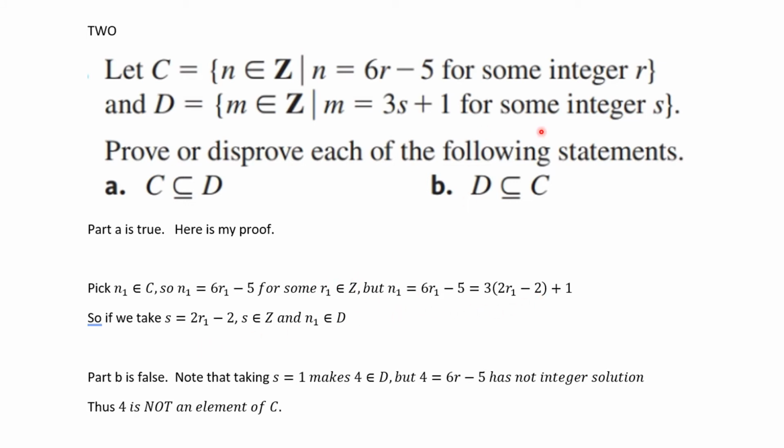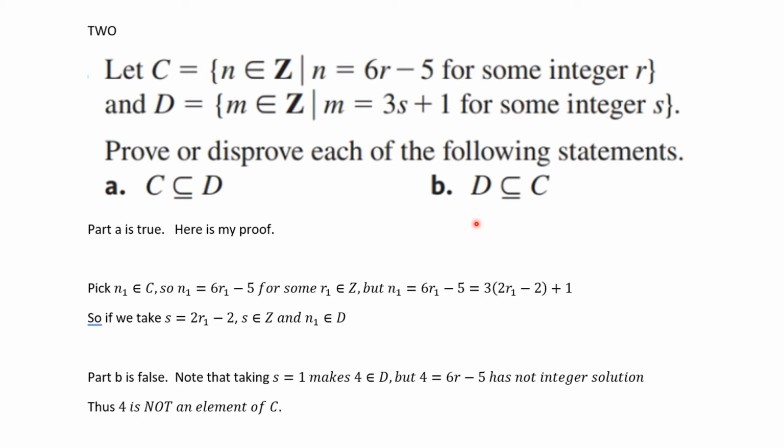And if we take s, the integer we're talking about, to be this part, then we see that 3 times this part plus 1 works, and that is an integer. And so we know that n1 is also in D. So we picked something in C and showed it was in D. So we have proven that.